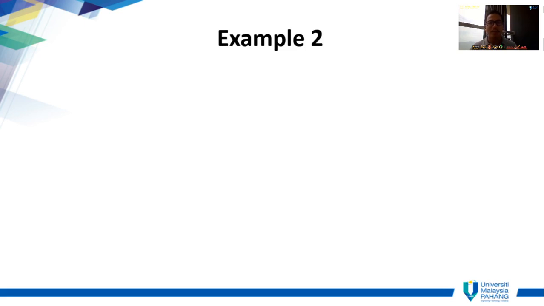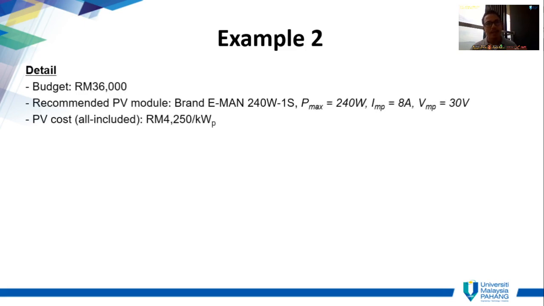As usual, we go for example 2 for better understanding. Okay, let's say we have a detailed budget of 36,000 ringgit Malaysia, and the recommended PV model, let's say you still need to go with the solar model and brand E-man 240 watt 1S, which has Pmax 240 watts, IMP 8 amps, and VMP 30 volt. This is just an example. I still haven't seen this kind of model in the market.